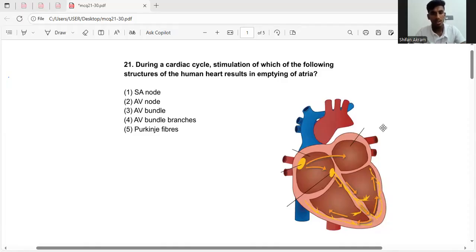Okay, guys, now let's go through the 21st question. During a cardiac cycle, stimulation of which of the following structures of the human heart results in emptying of atria?